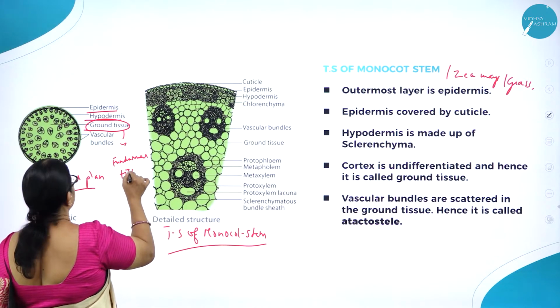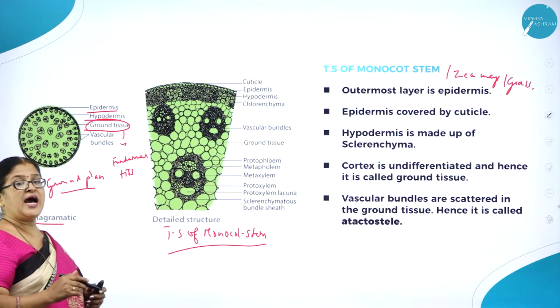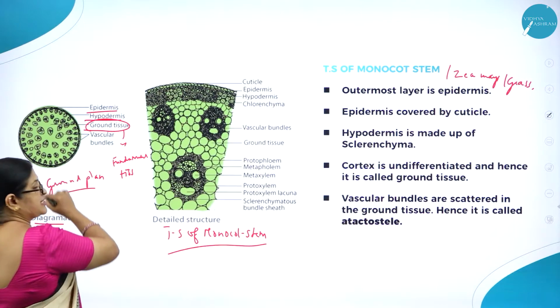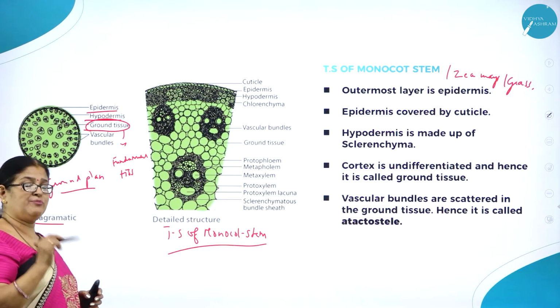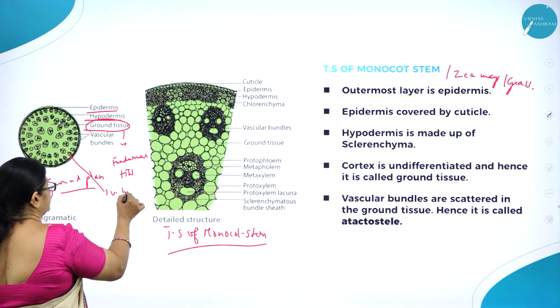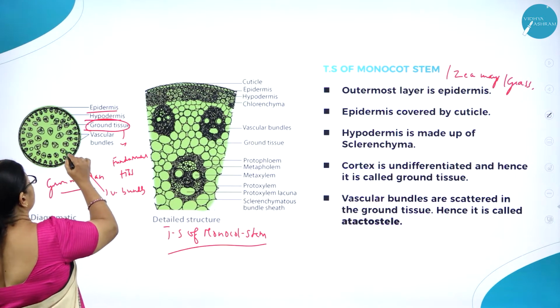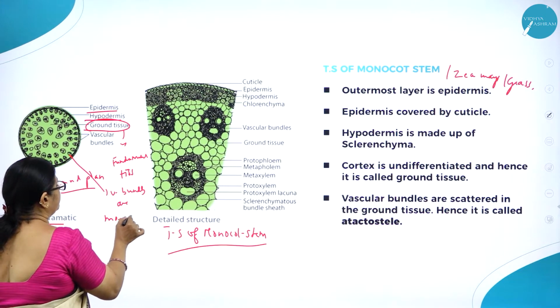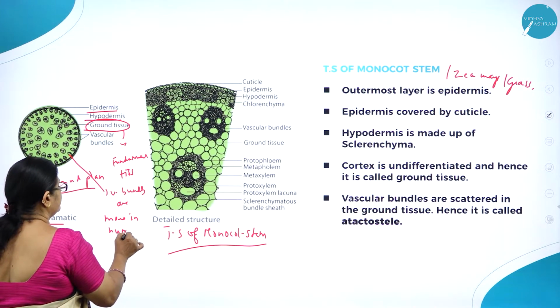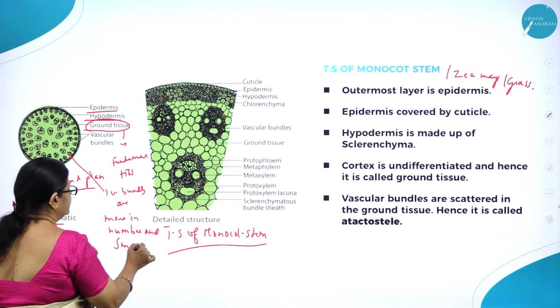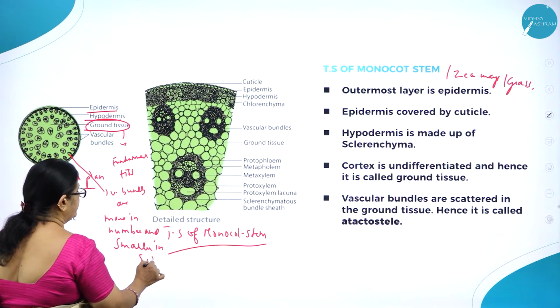Fundamental tissue. And the vascular bundles are scattered in the ground tissue. So here you can see the vascular bundles are scattered in the ground tissue. And one more thing you can observe, these are the vascular bundles. The vascular bundles towards the periphery are more in number and smaller in size.